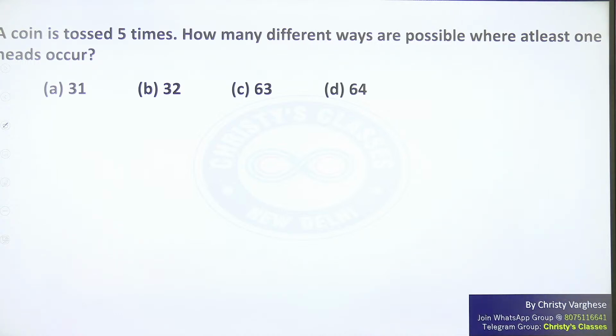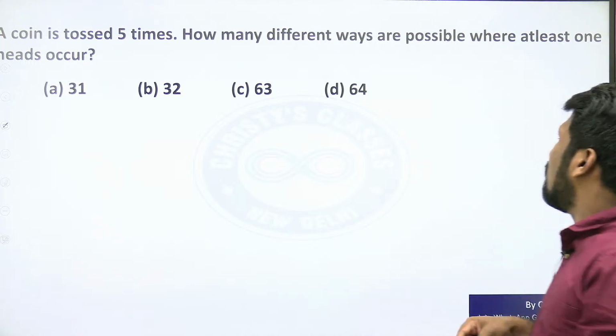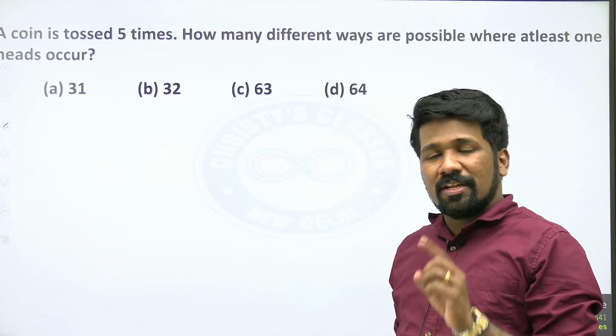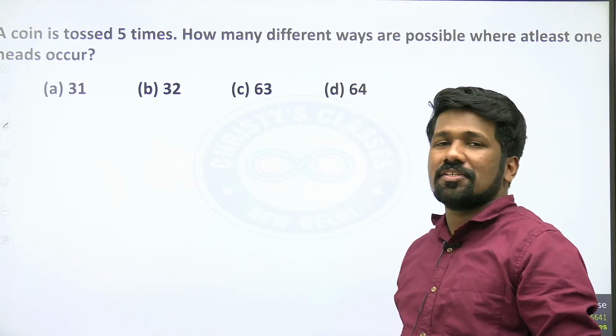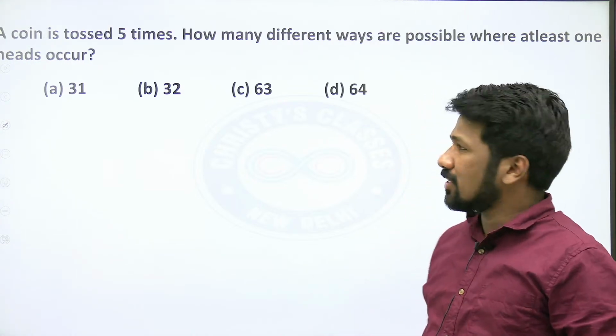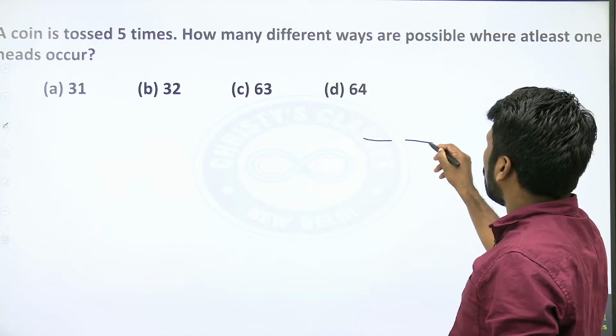This also is the same, right? Coin toss 5 times. How many different ways are possible where there is at least one head? At least one head should be there. That means 1 head will work, 2 heads will work, 3 heads will work, 4 heads will work, 5 heads will also work. 0 heads will not work.